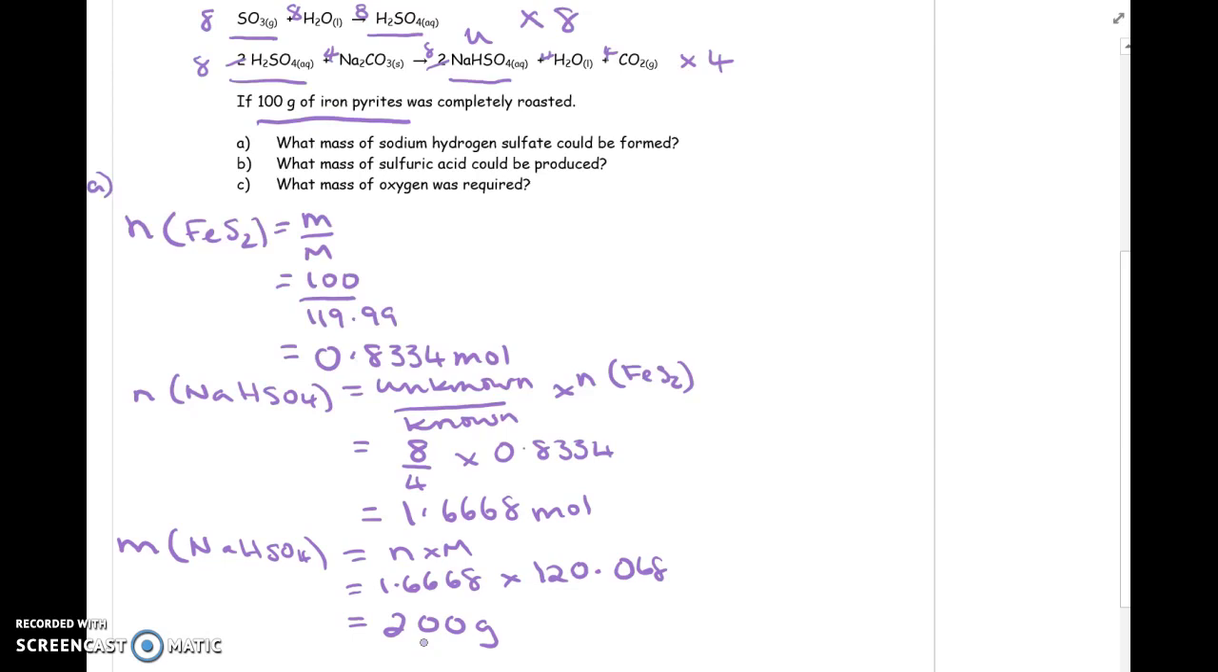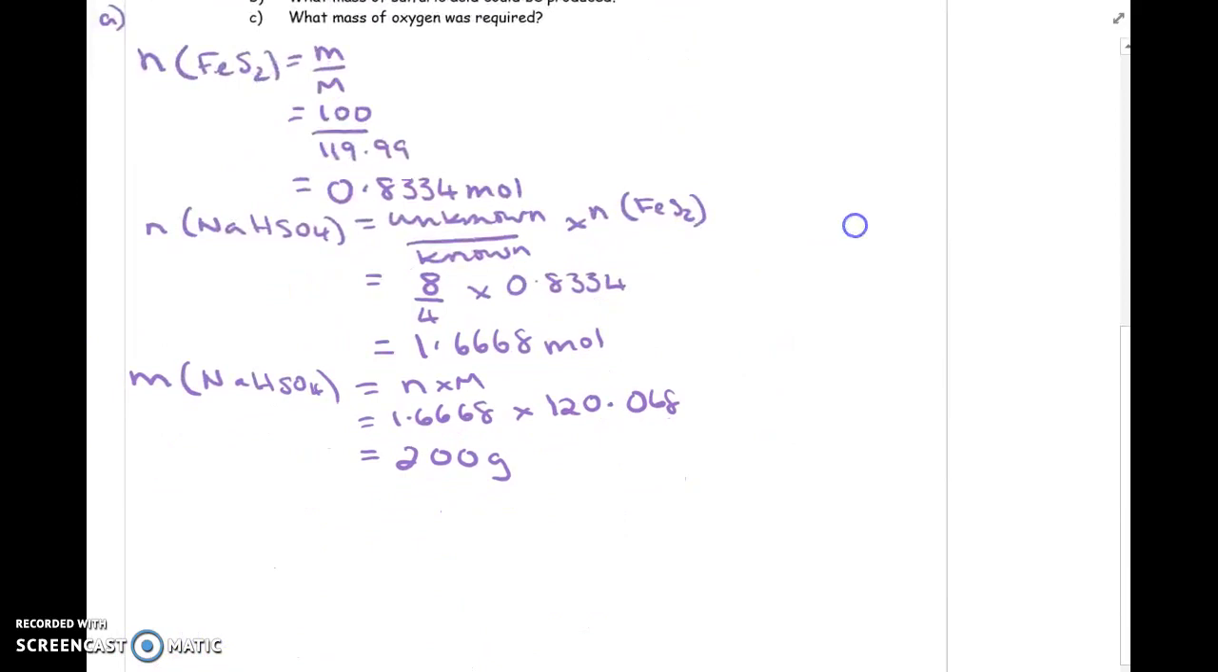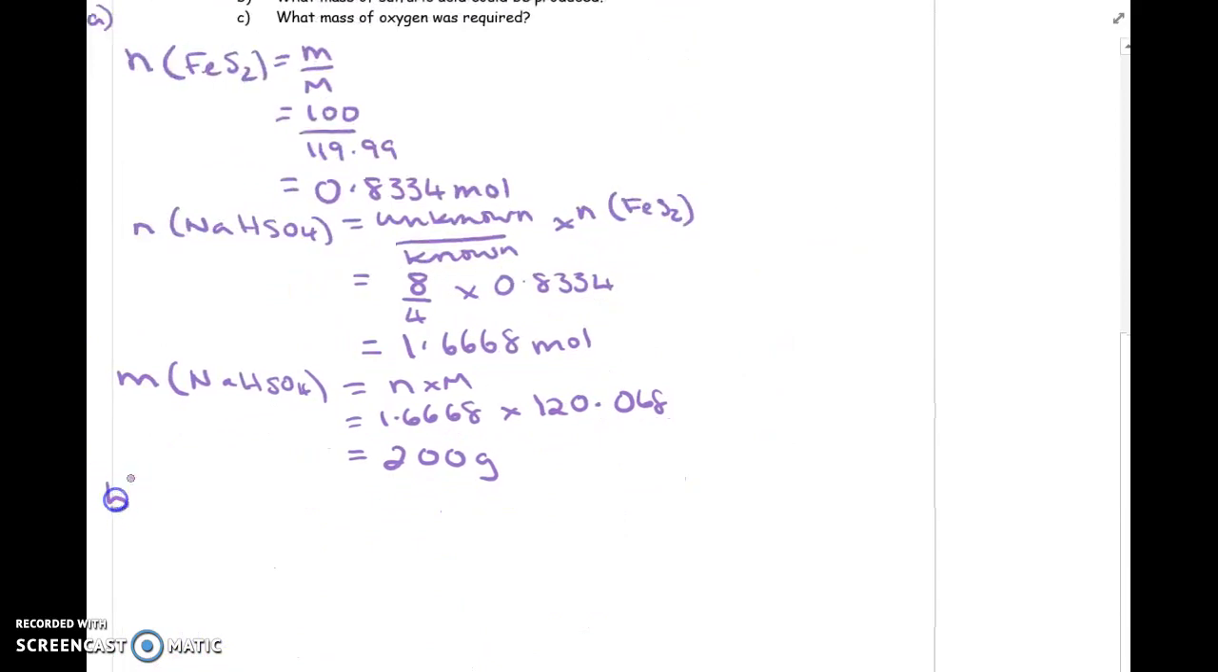Let's read part 2. In question B, it says what mass of sulfuric acid could be produced. So we need to go back to our equations again, and we can see that 4 moles of iron sulfide will produce 8 moles of sulfuric acid. Now we've already calculated the moles of iron sulfide, so I'm not going to do it again. Why would I bother?